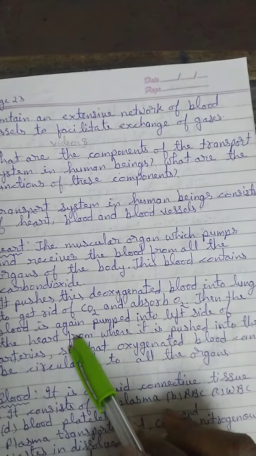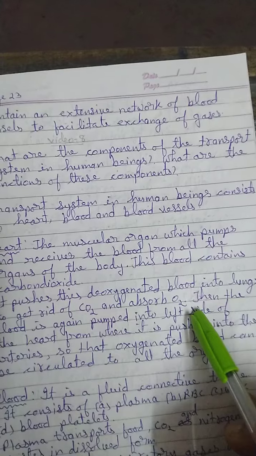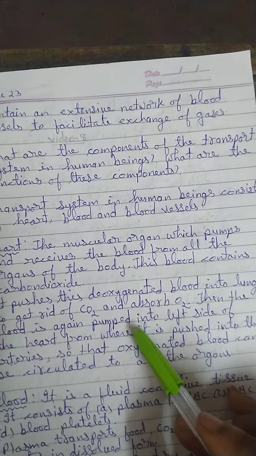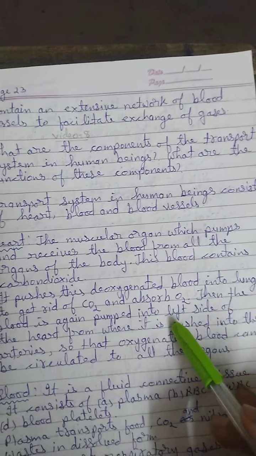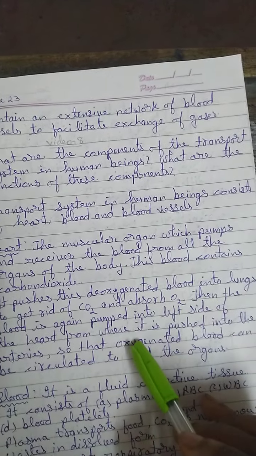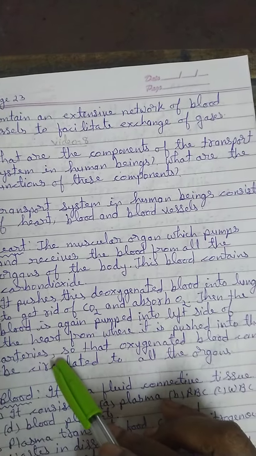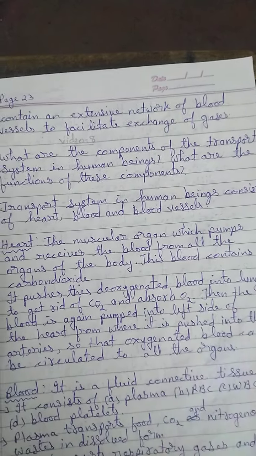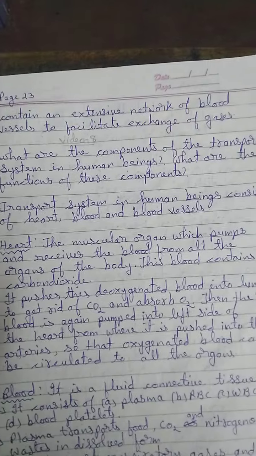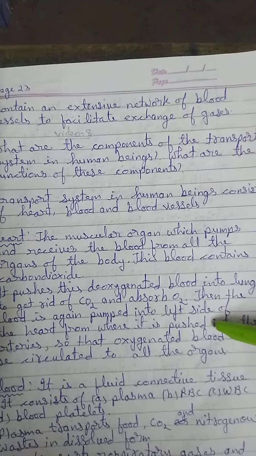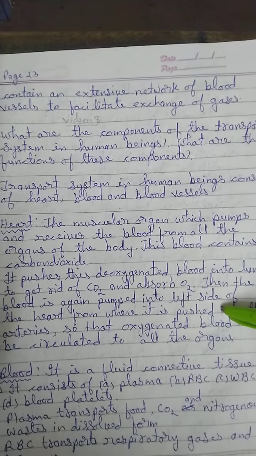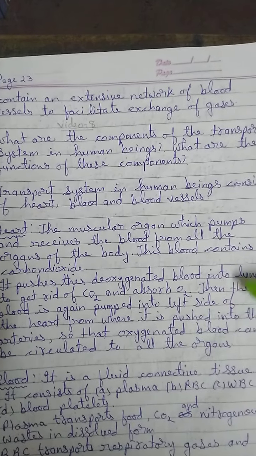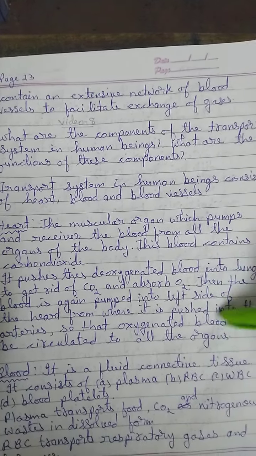Then the blood is again pumped into the left side of the heart. This is done on the right side of the heart, and then the oxygenated blood containing oxygen is pumped into the left side of the heart, from where it is pushed into the arteries, so that the oxygenated blood can be circulated to all the organs. So inside the lungs, the oxygenated and deoxygenated blood get separated, and this is a separate topic. We are going to learn about this in detail, and I will explain how the blood gets separated in the heart.